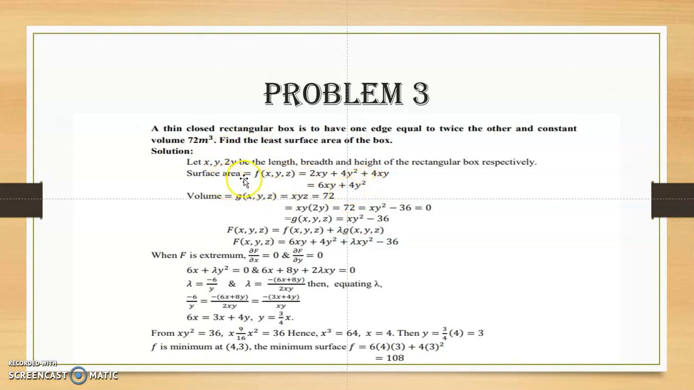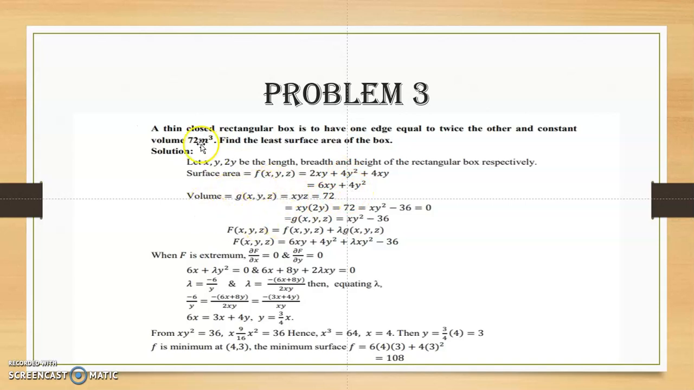Now we have to write the surface area of that rectangular box. The surface area of the rectangular box is, length into breadth, 2 into length and breadth, so 2xy. Next, 2 breadth into height, so 2 into 2, 4y square. Then next, plus 2 into height into length, 2 into 2, so 4xy. So we add the 2xy plus 4xy, get the 6xy. Then this 4y square stays as it is.